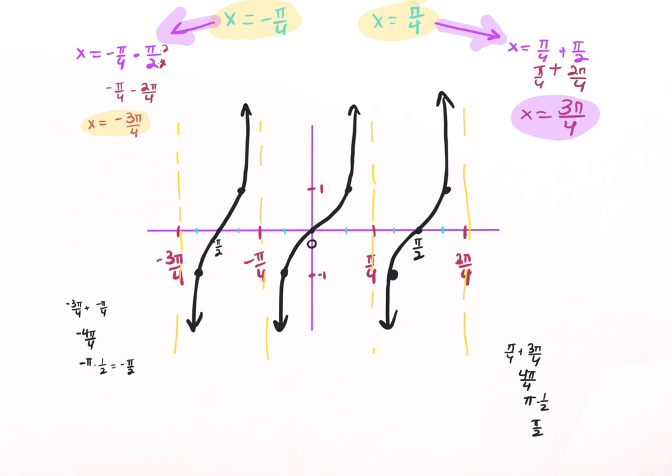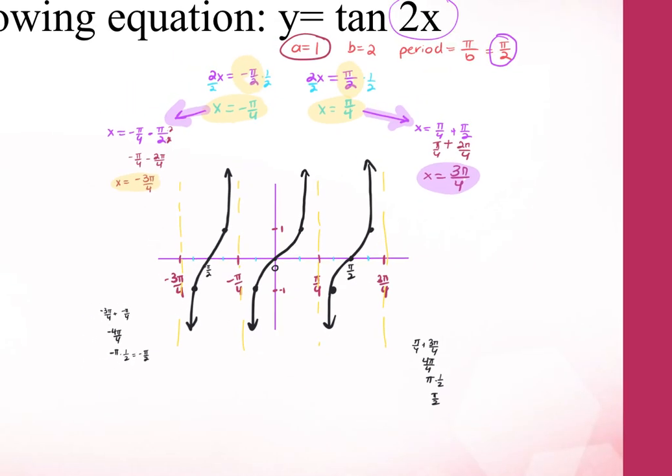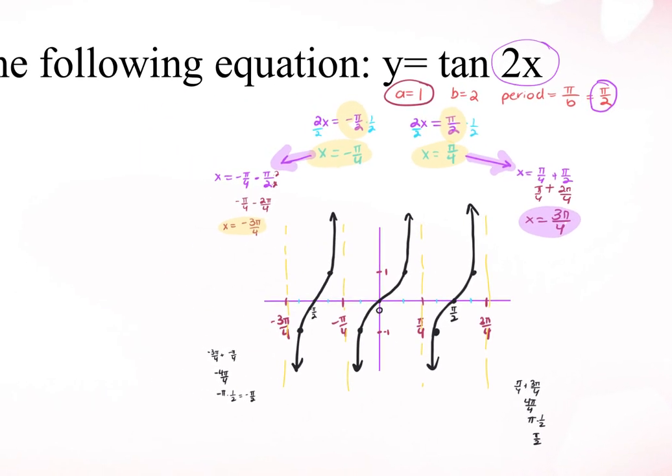So again, 4 asymptotes and 3 curves are what you're going to do for all 4 of the functions we're doing today: tangent, cotangent, secant, and cosecant. Anything with an asymptote. 4 asymptotes, 3 curves. It will be the same for your test. Questions?